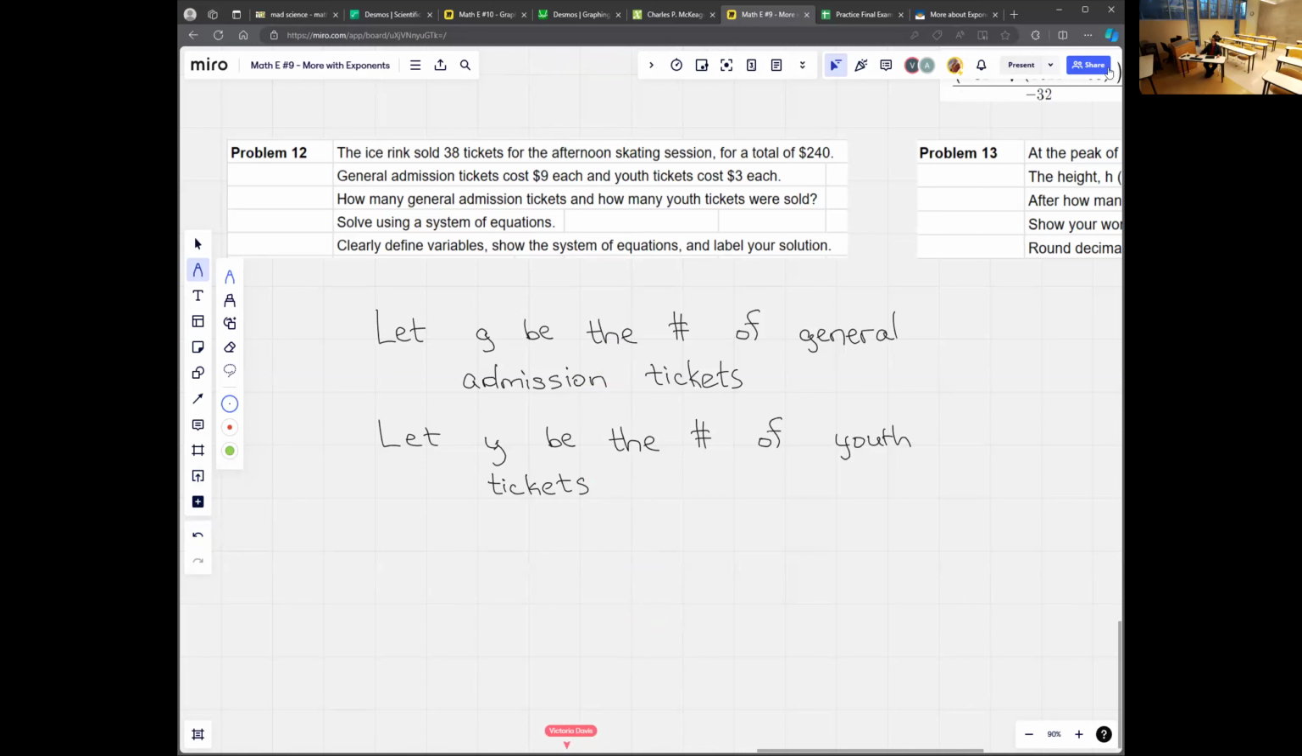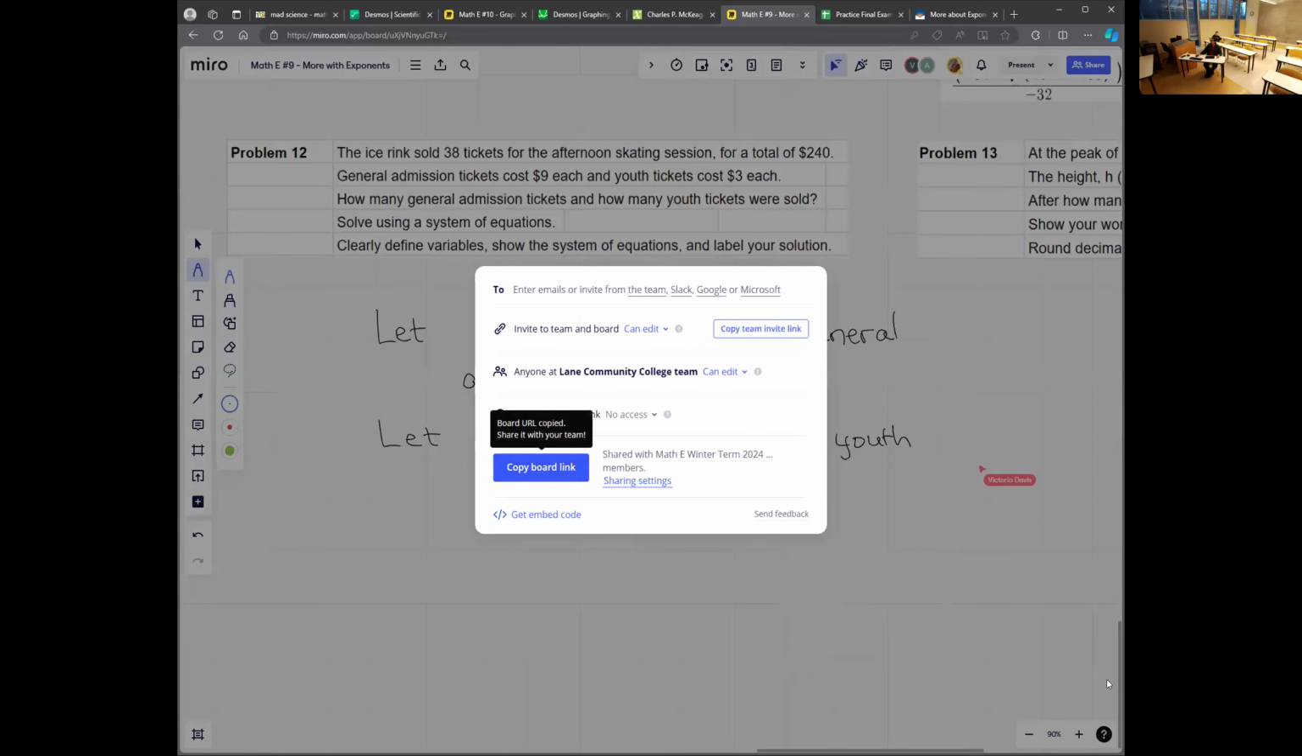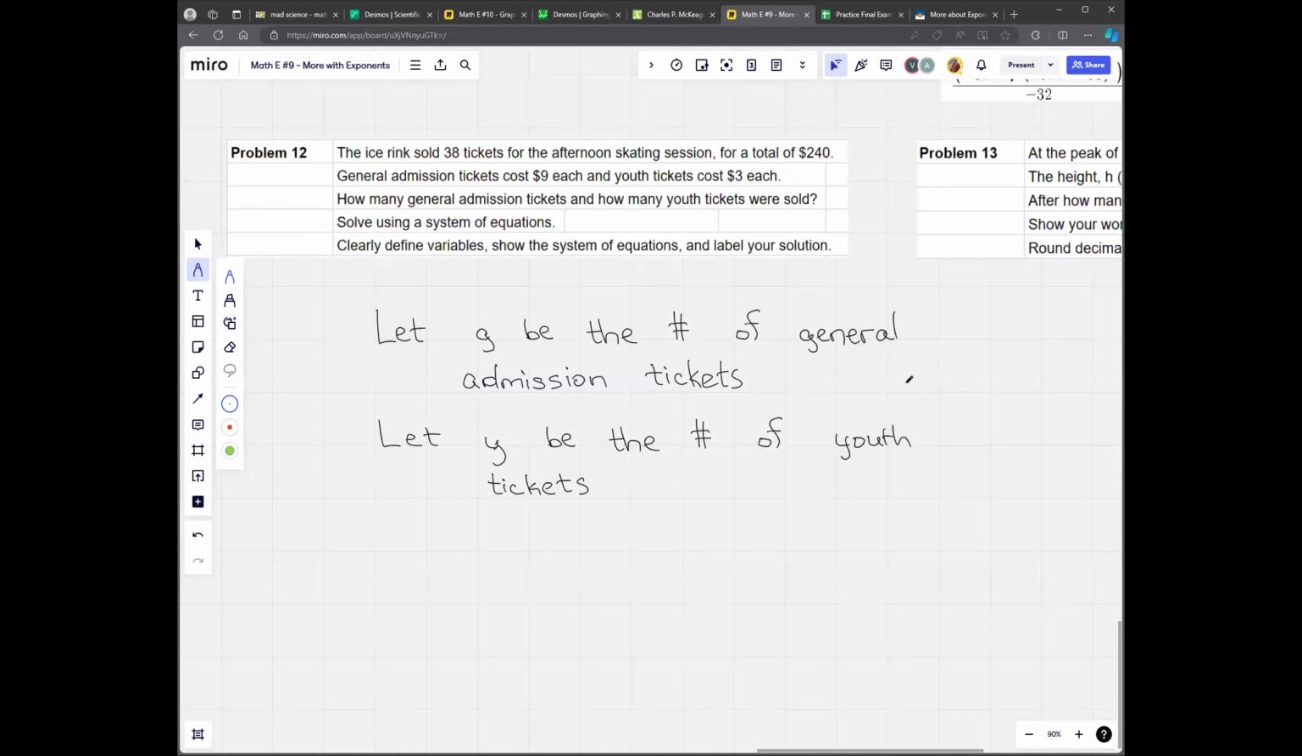Okay, let me put the link in chat again. Can you say what you said again about doing the problem? I was away for a second with my son. Okay, so I read the problem and found the 2 things we didn't know. We were told the total number of tickets. We were told how much everything was sold for total. And we're told the price for 1 ticket of each kind. But what we didn't know were how many general admission tickets were sold and how many youth tickets were sold. So those are the things I made up letters for. Okay.